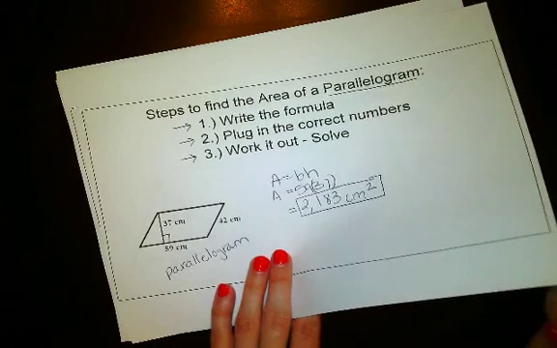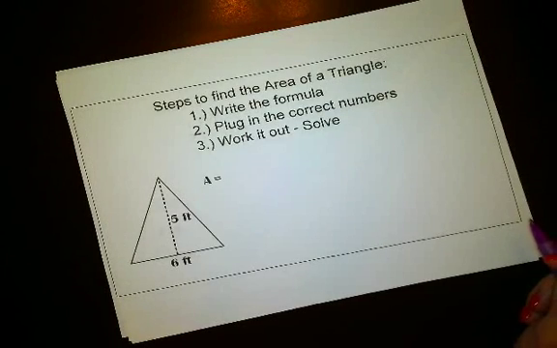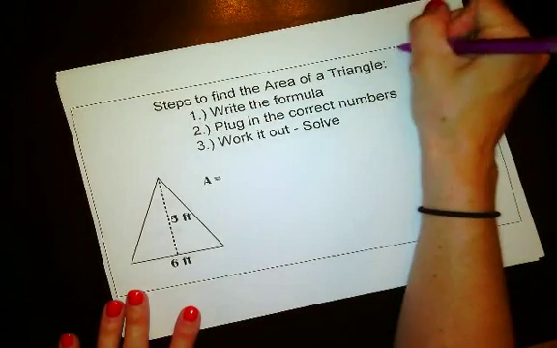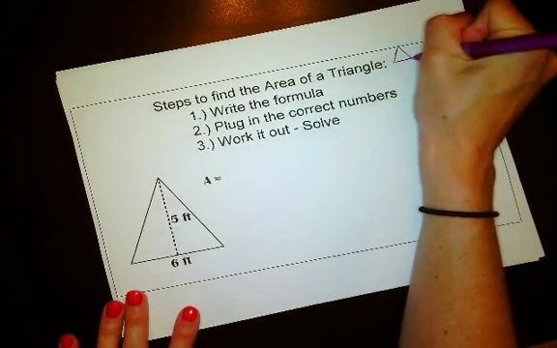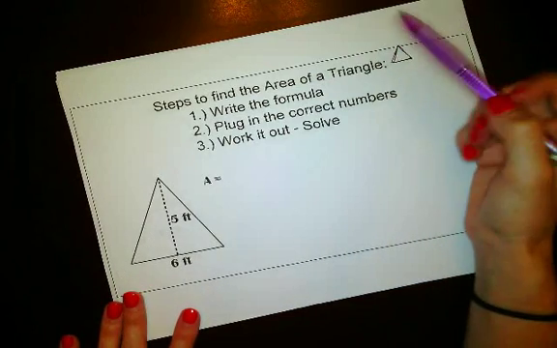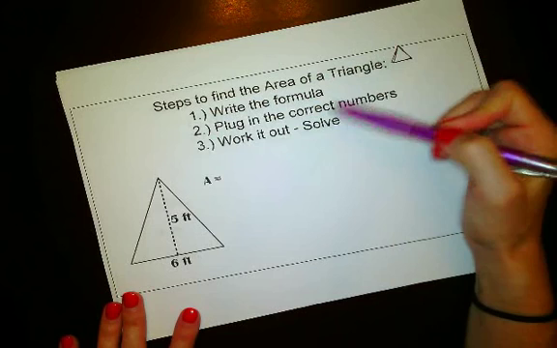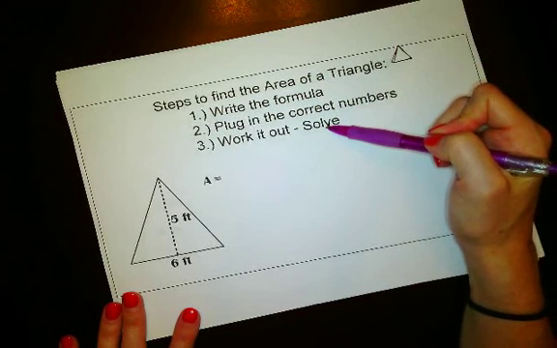Alright, example problem number 2. We're going to work with a triangle. So our steps are the same. The only thing that has changed is our shape. Okay, so first step, we're going to write down our formula. We're going to plug in our numbers, and we're going to work it out and solve it.